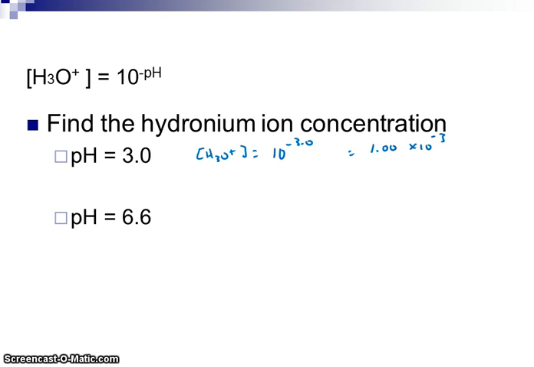That's pretty easy. This number here becomes our exponent. But let's say we've got 6.6 and we want to find our hydronium ion concentration. Our hydronium ion concentration would equal 10 to the negative 6.6, but we can never leave an exponent with a decimal. So we would plug into the calculator 10 to the negative 6.6, and it would give us 2.5 times 10 to the negative 7.